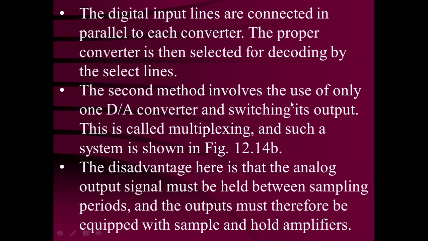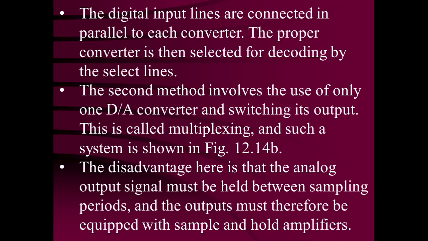The second method involves the use of only one D to A converter and switching its output. This is called multiplexing, and such a system is shown in figure 14.12.14b. The disadvantage here is that the analog output signal must be held between the sampling periods, and the output must therefore be equipped with the sample and hold amplifier.